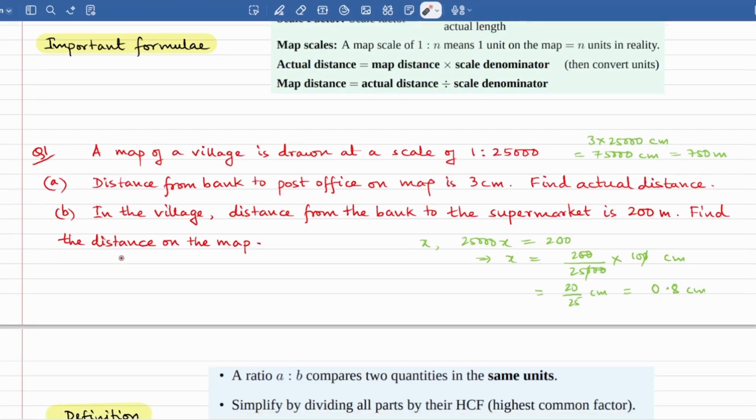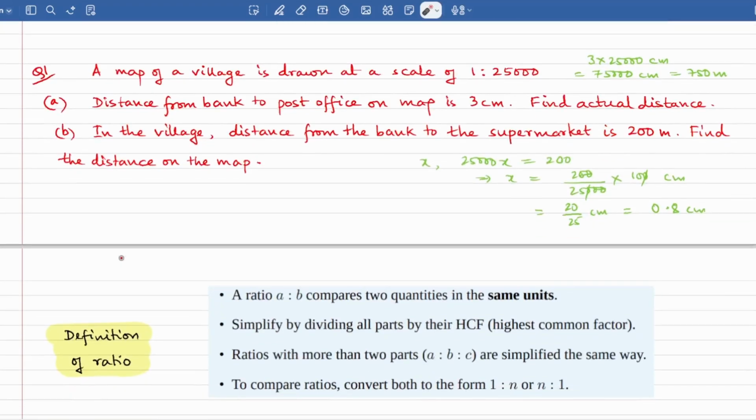All right, now the main meat and potatoes of this chapter. Definition of ratio. A ratio compares two quantities in the same units. Always remember, a ratio has to have the same units because ultimately a ratio is unitless. So the numerator and denominator have to have the same units. A ratio compares two quantities in the same units. When you write the final ratio, it is always unitless. So it makes sense that the numerator and denominator should be of the same units.